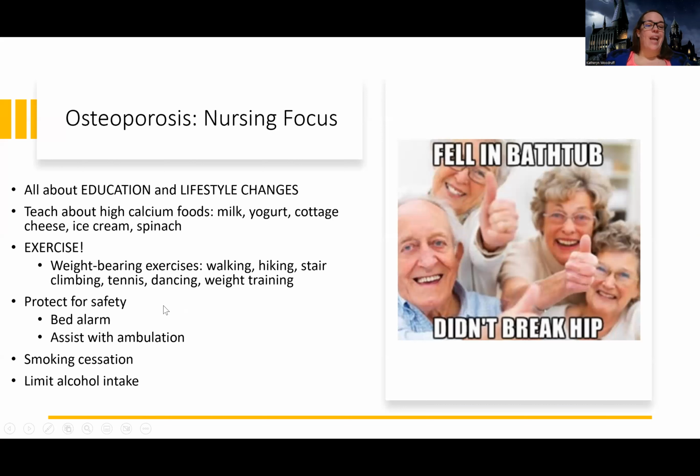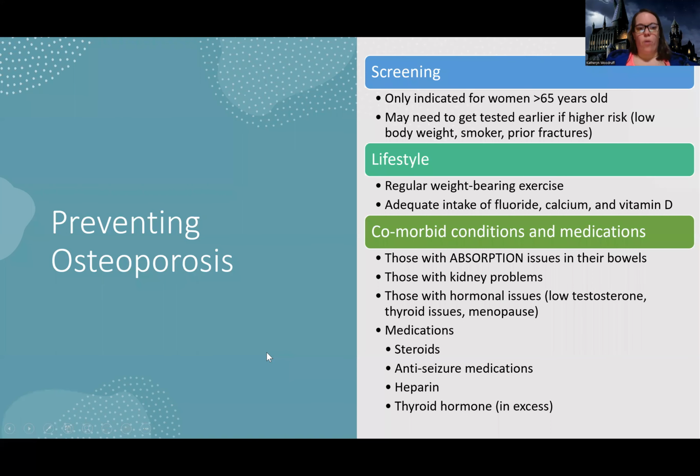Smoking cessation and limiting alcohol intake can also help to decrease those risk factors. Oh, no, there's more. Okay, yeah, sorry. I was like, man, did I add some extra crap? Yeah, I did. So other things to prevent osteoporosis, we want to screen.